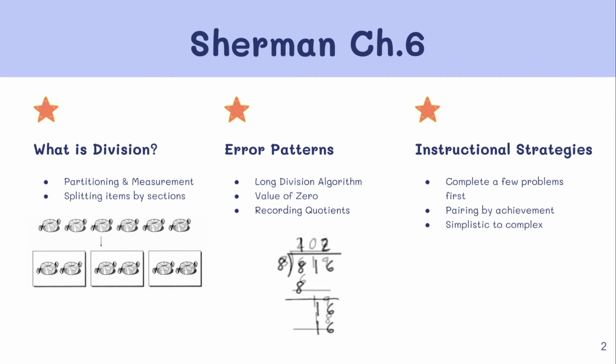And finally, recording quotients in this aspect is basically the student is doing all the process correctly. However, they are forgetting to finish it off at the end. As you can tell, this problem does have a remainder. It is important that the remainder is written to show that it's not a perfect quotient. So as a result, this one's missing, and we have to redirect the students to ensure that the quotient is there at all times, as with its remainder.